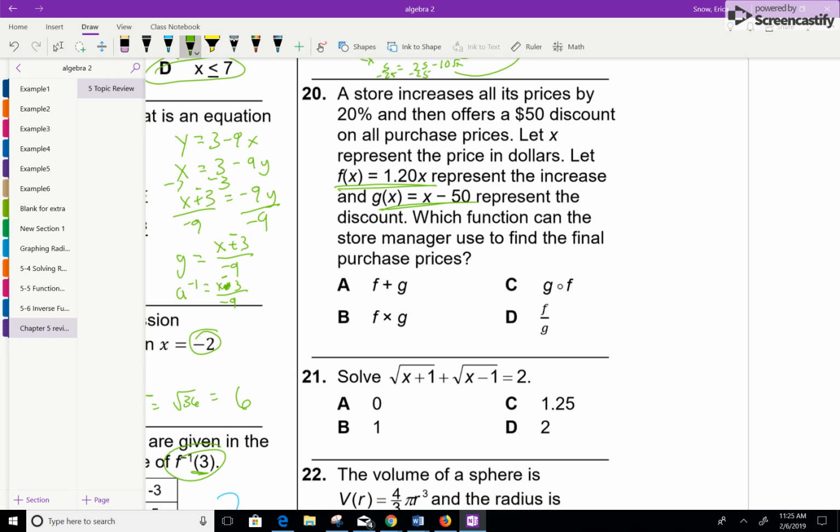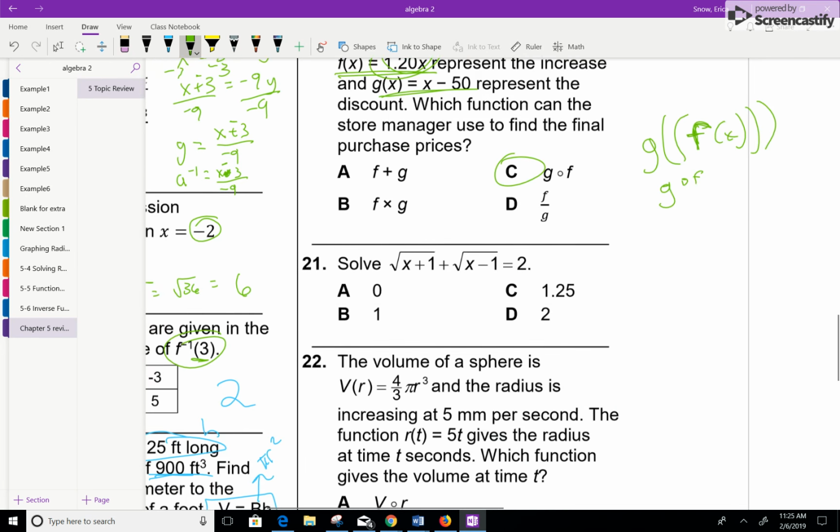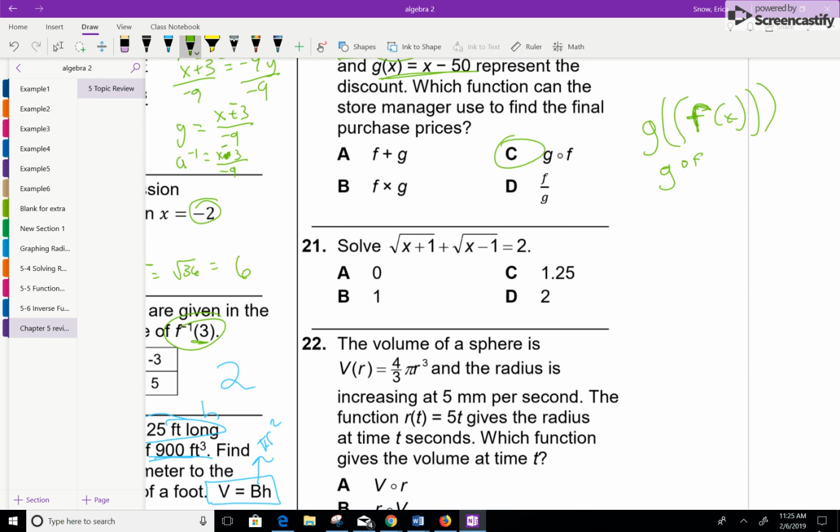Well, they're doing this first, right? And when we do something first, we put it on the inside of what we're doing second. So what we're looking for is g of f of x, or g circle f.